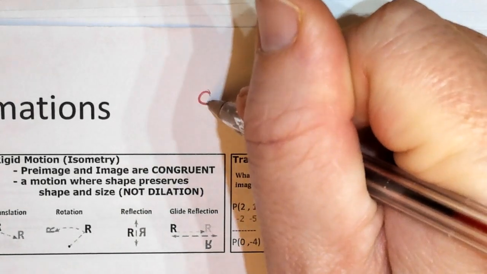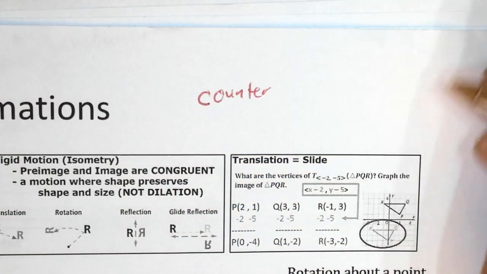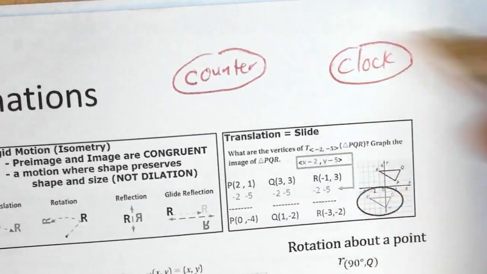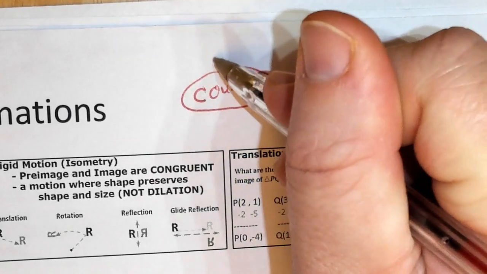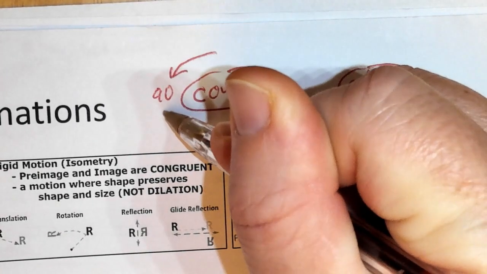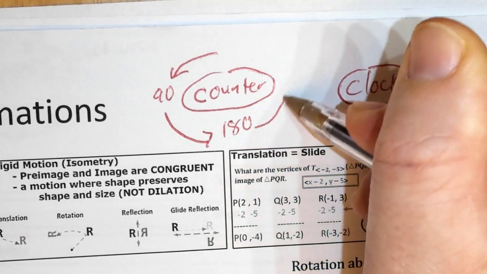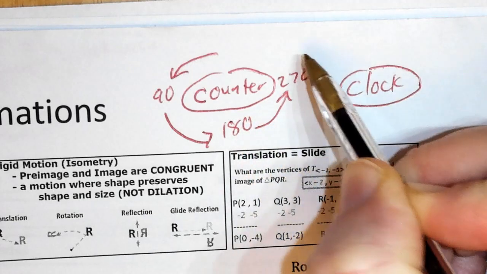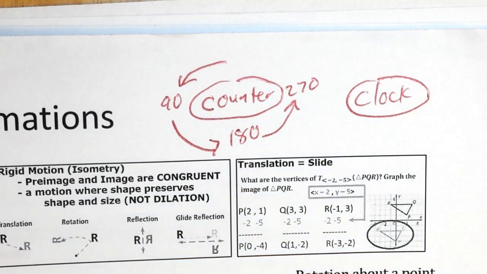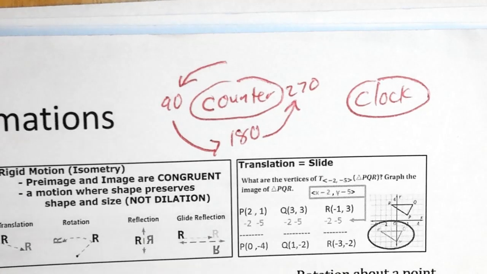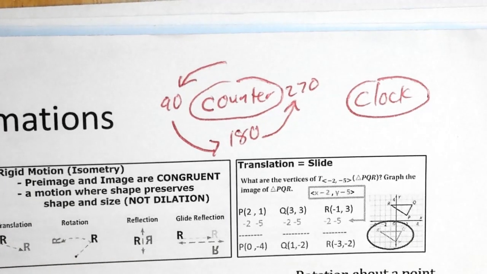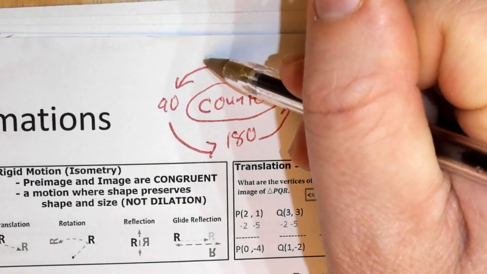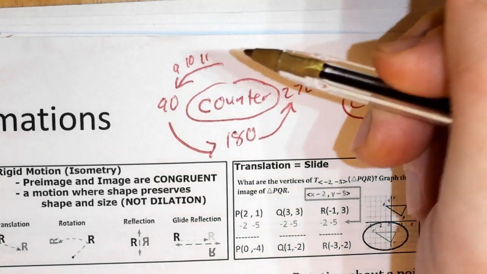So counterclockwise, and we're going to have clockwise. All right, so if we're starting here, this would be 90 degrees, this would be 180 degrees, and this would be 270 degrees. So if you have the dot at the top, where would it land? Right here, right here, right here. So if I'm going this way, we have 11, 10, 9.